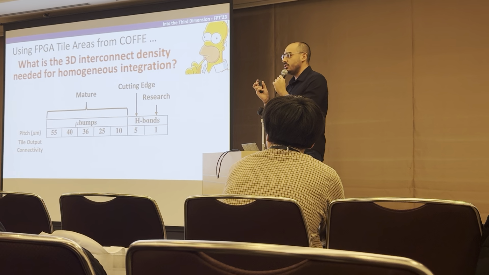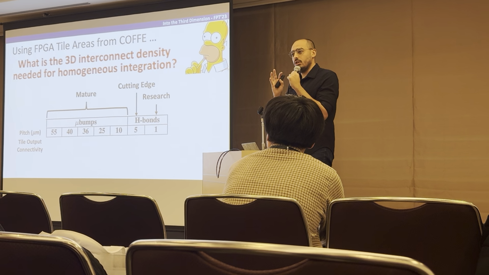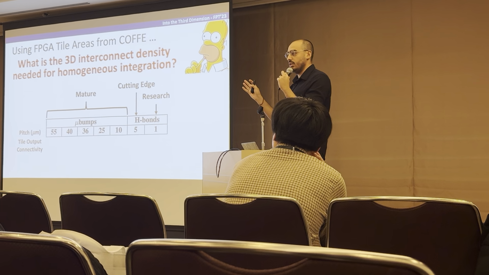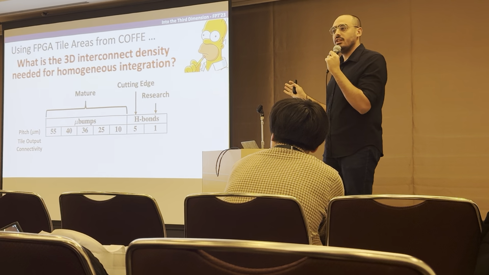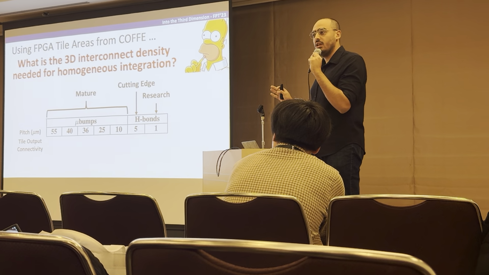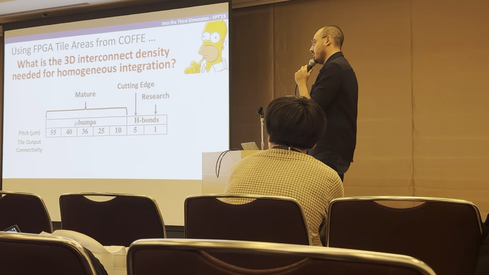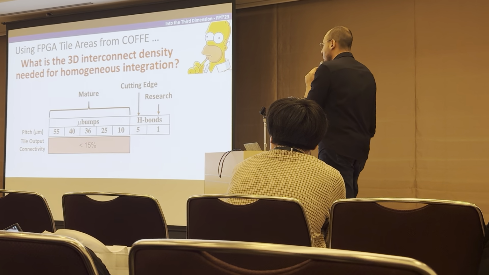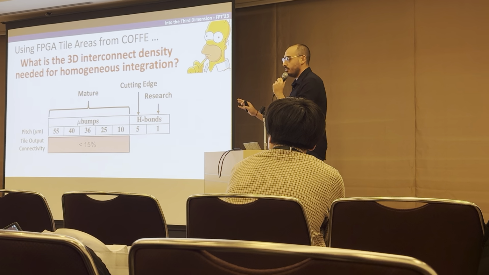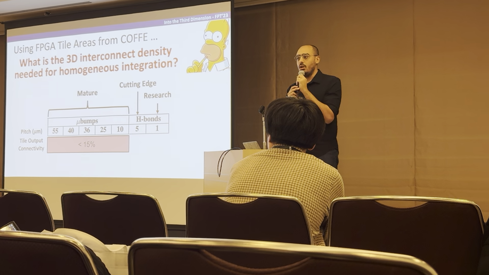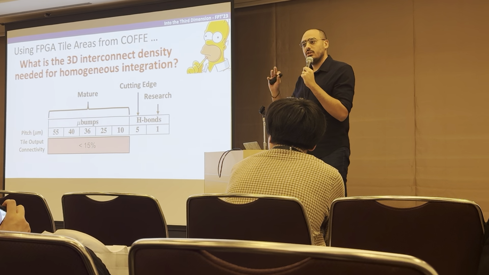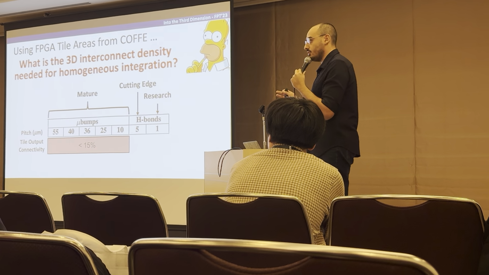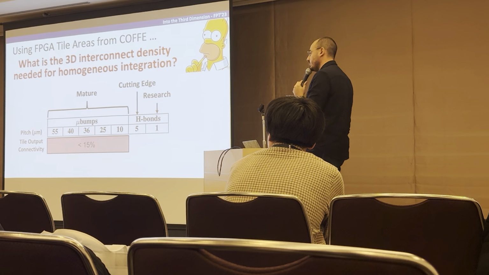Now that we have the FPGA tile areas that we got from COFFE, and we know how many die crossings we need in the output crossing option, we can start reasoning about what 3D integration technology we really need to make this homogeneous integration feasible. If you look at all the microbump technologies, from 55 micron down to 10 micron, they can provide at most 15% connectivity between the two dies, so it's very restrictive and unlikely to work in most cases.